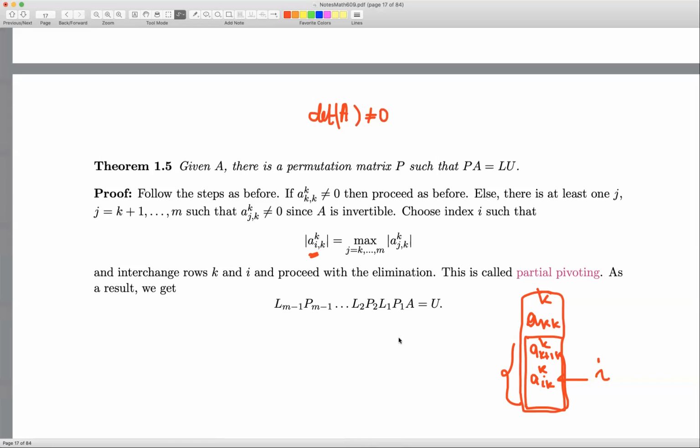As a result, what do we get? If we start with the matrix A, and if the first element a_11 is equal to 0, then we exchange row 1 with the row that has the element with the biggest absolute value among all the elements in column 1. And how do we do that? To do the interchanging of two rows of a matrix, we do this via a permutation matrix.